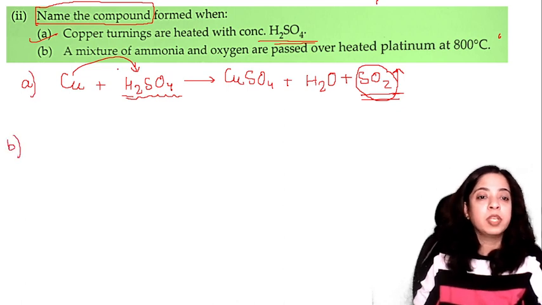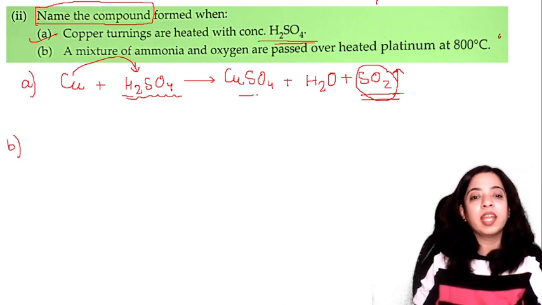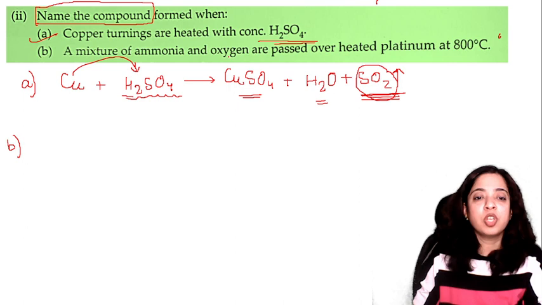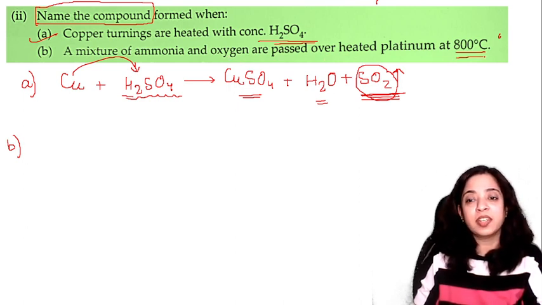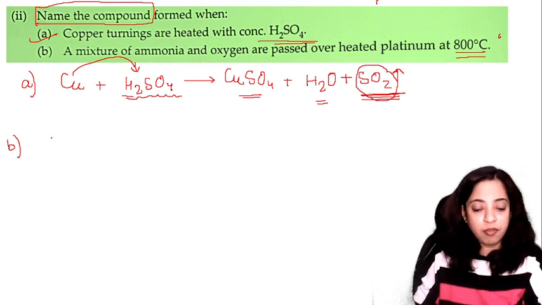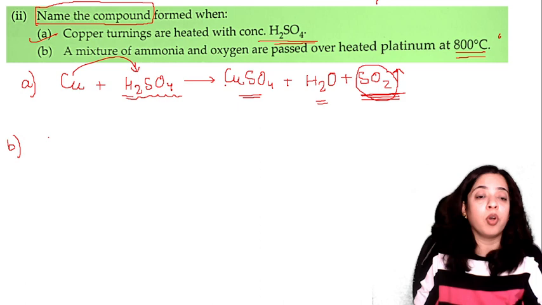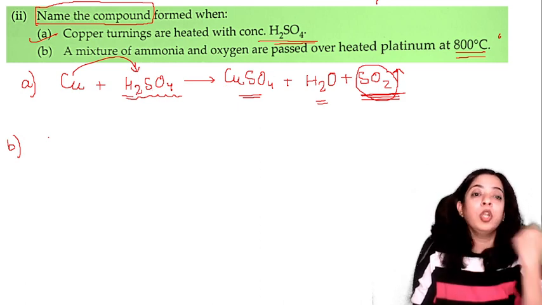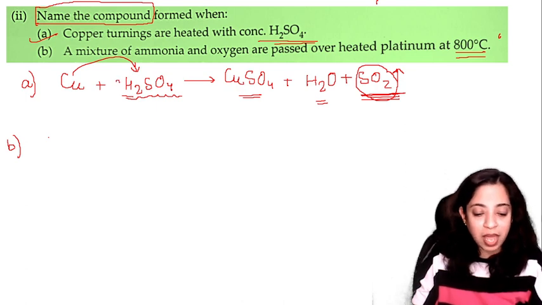B, a mixture of ammonia. So you will write, we will get copper sulfate, water and SO2 will be evolved. A mixture of ammonia and oxygen is passed over heated platinum at 800 degrees Celsius. A mixture of ammonia and oxygen. Listen to me. If you are given this question and if you are told to write the reaction, then you will balance it.